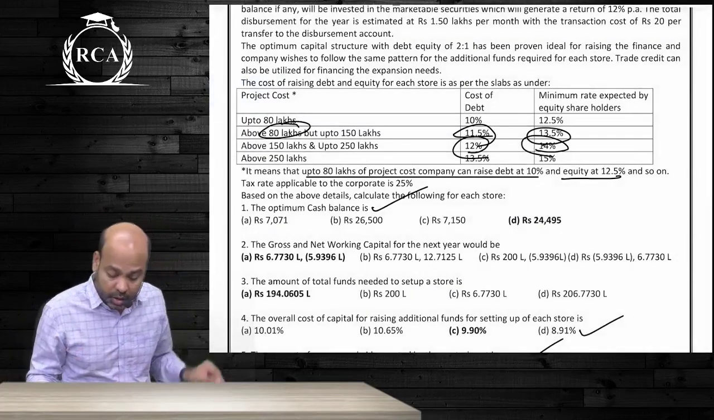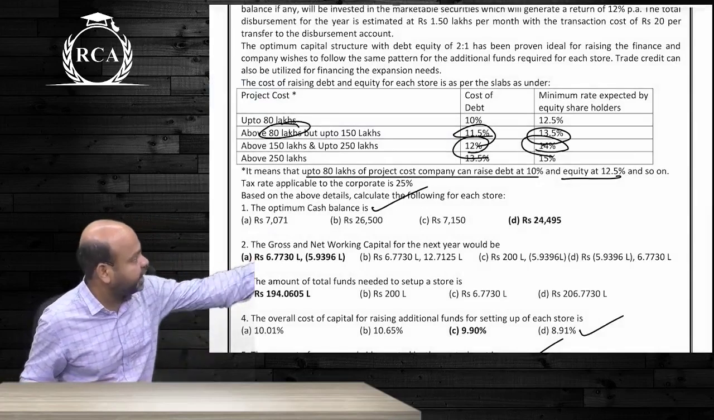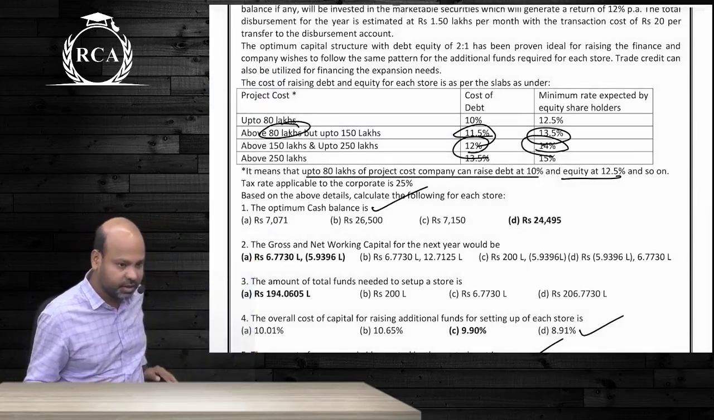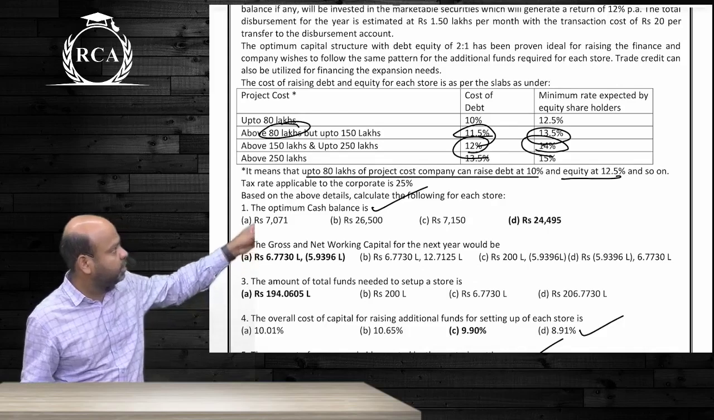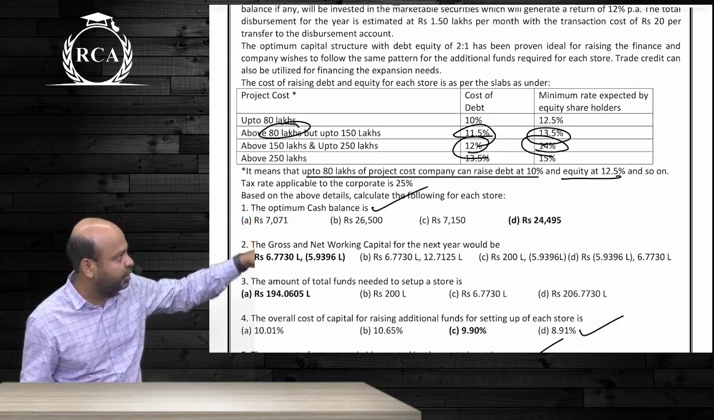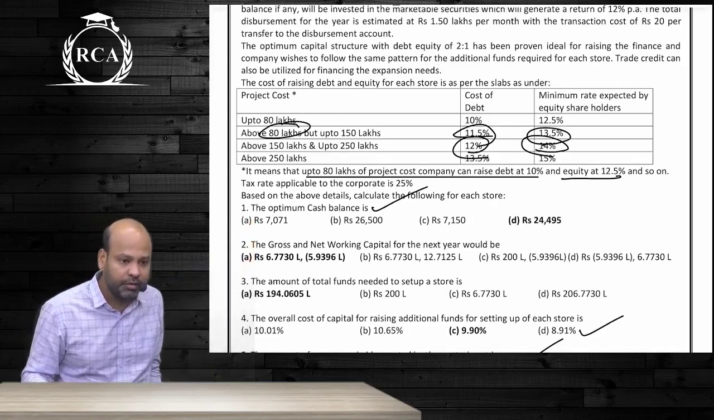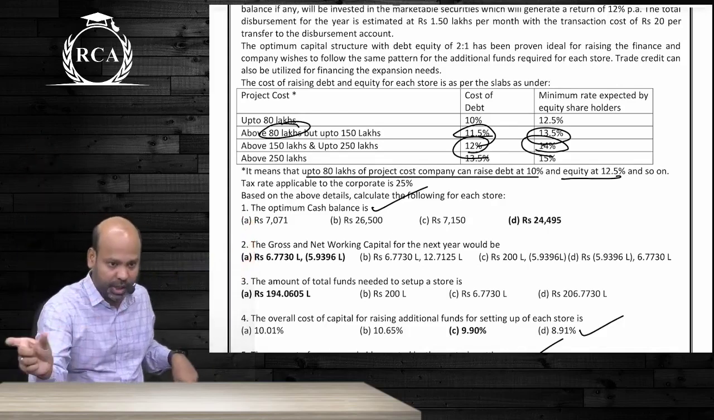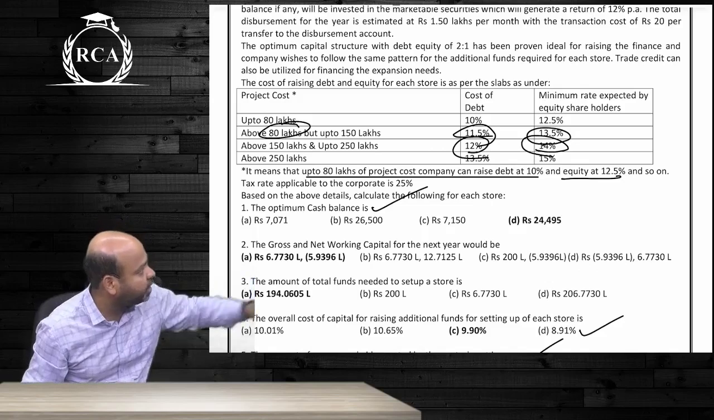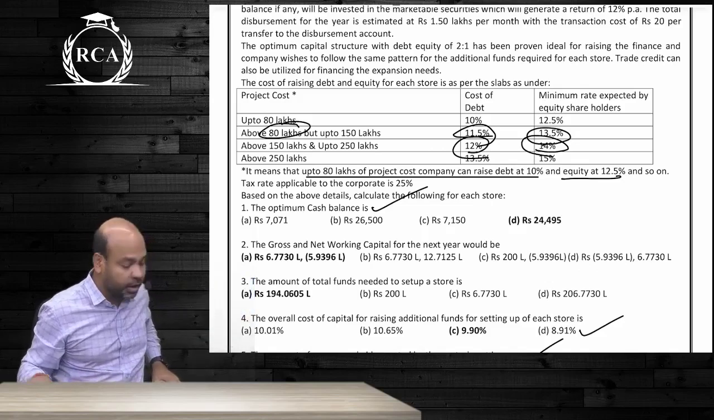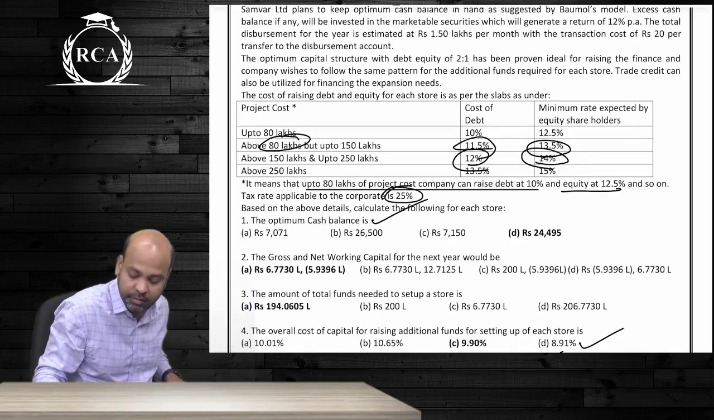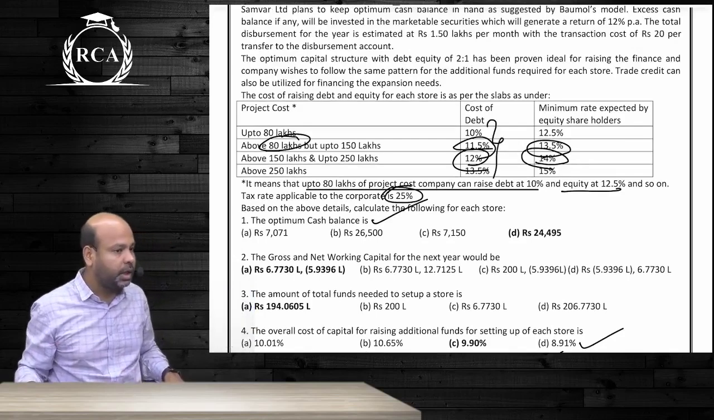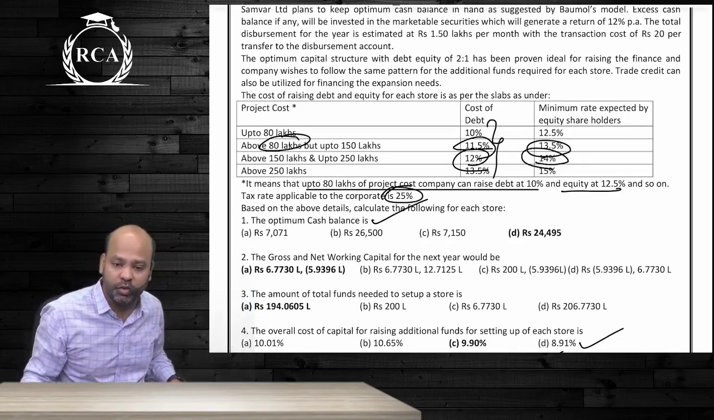Correct, guys? First 80 lakhs पे it is 10% and 12.5%. Next amount पे बेटा 70 lakhs पे, above 80 lakhs up to 150 lakhs it will be 11.5% and 13.5%. Balance 44 lakhs जो भी आ रहा है उस पे it will be 12% and 14%. But do not forget to adjust tax बेटा from debt and then take debt equity ratio as 2:1. Can you try this?